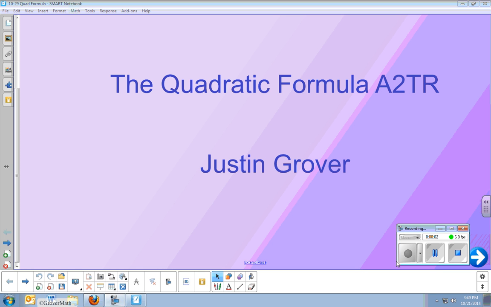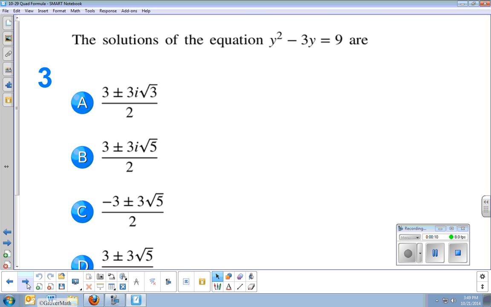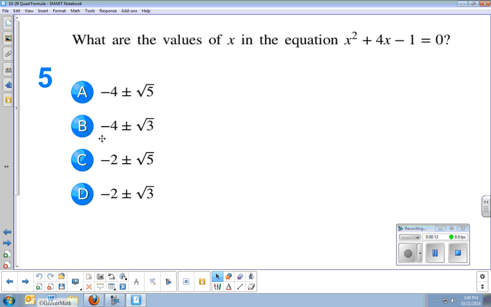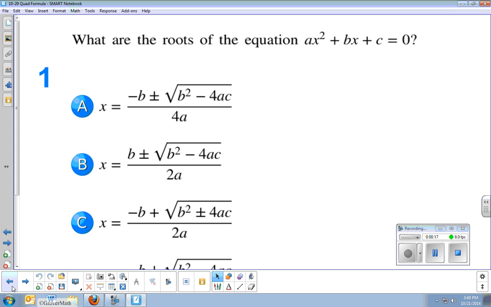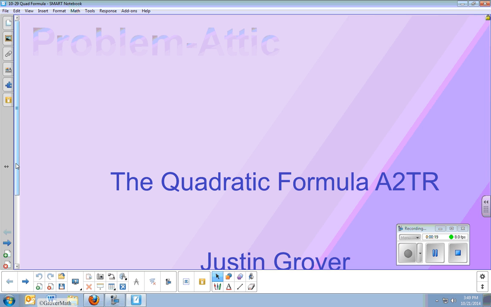The quadratic formula, Algebra 2 trigonometry regions. In the previous lesson we learned about the process for completing the square. And in that process we got answers that looked kind of like this type of stuff. And I mentioned in the beginning of that video that there are other options on how to solve that.